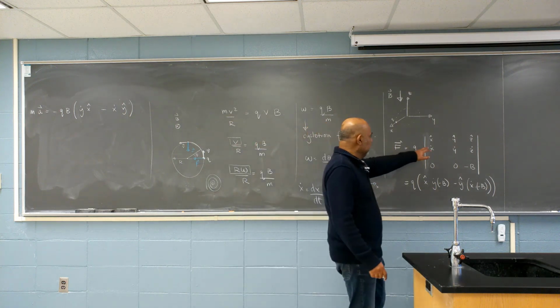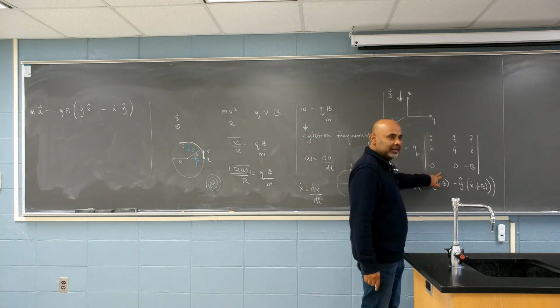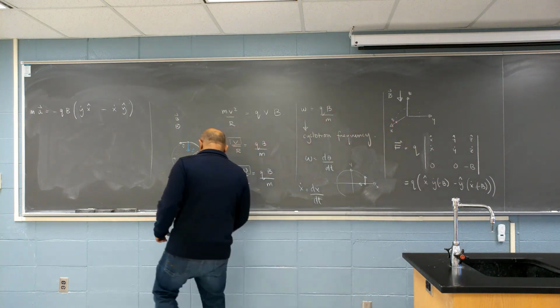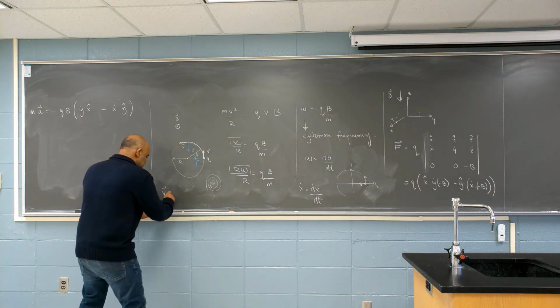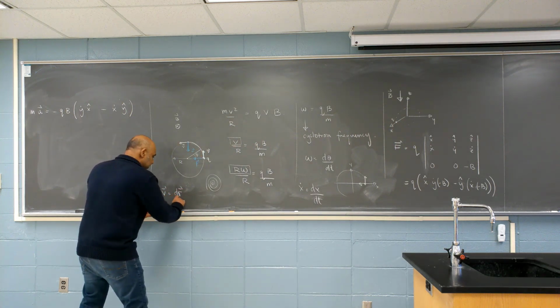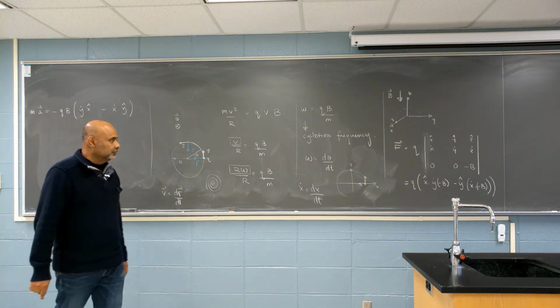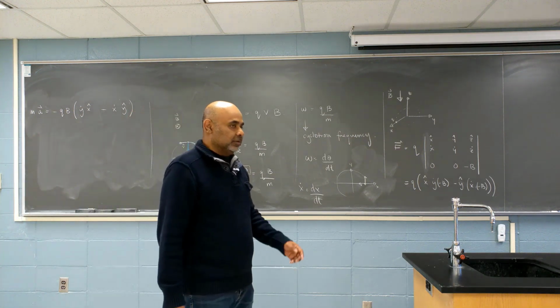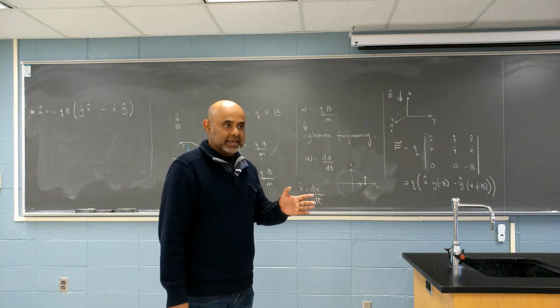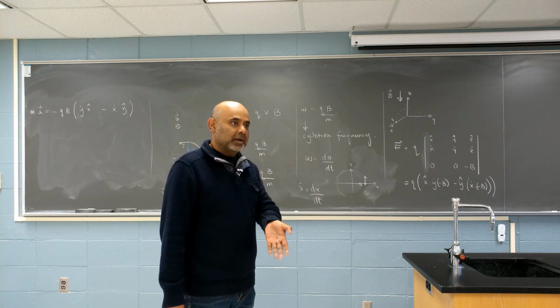So this is v cross B, right? Representing velocity, which is dr dt. So position is given by x x hat, y y hat, z z hat. So velocity becomes x dot, y dot.